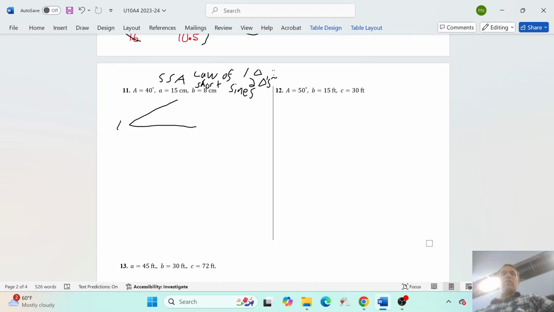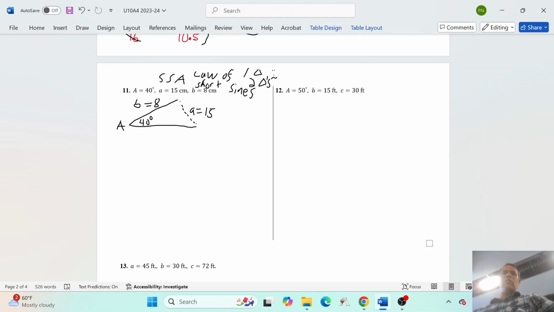Okay, so then we do angle A, which is 40 degrees. And then across from that, the leg we're going to try to swing over is little a, which is 15 centimeters. And then little b is really short. It's only 8 centimeters. It's actually a lot shorter. So when you swing that leg, it's going to not fit. But we'll double check.